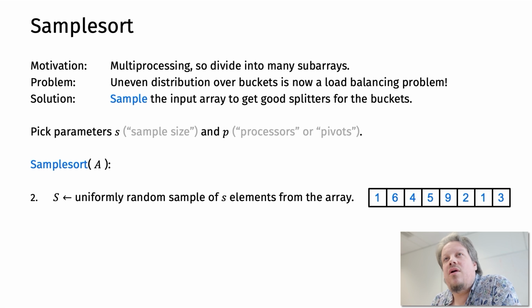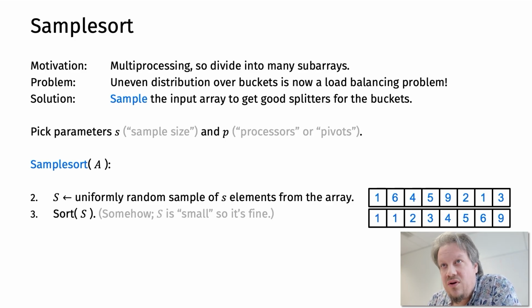To sample sort an array A, what we're going to do is first sample S elements from the array uniformly at random. It's actually an interesting question how you do that, but we won't get into it. Then we are going to sort this sample. We do this somehow. S is probably small, so this is fine.